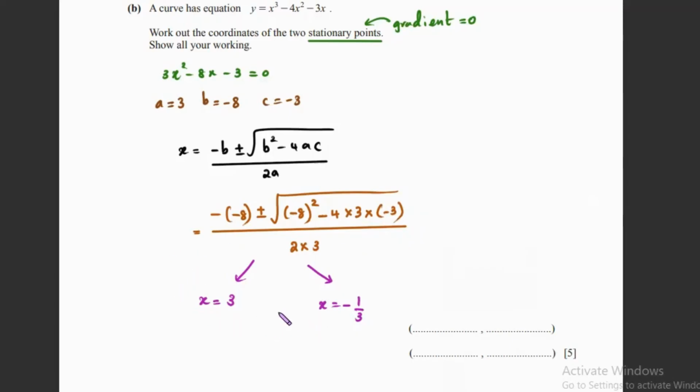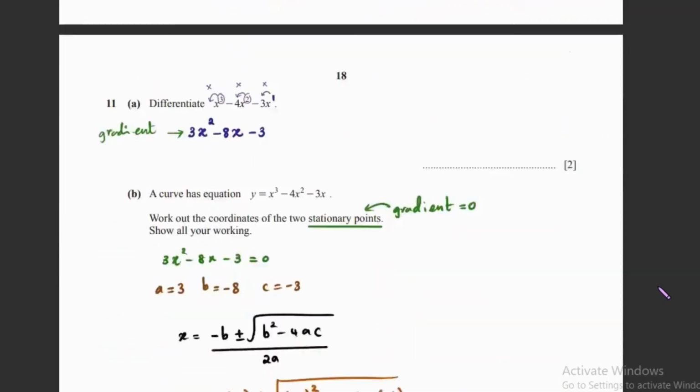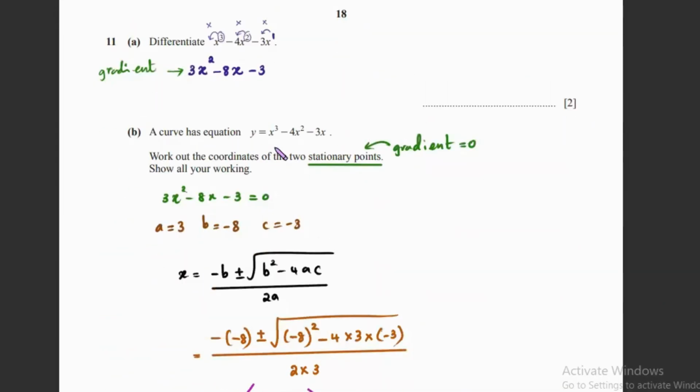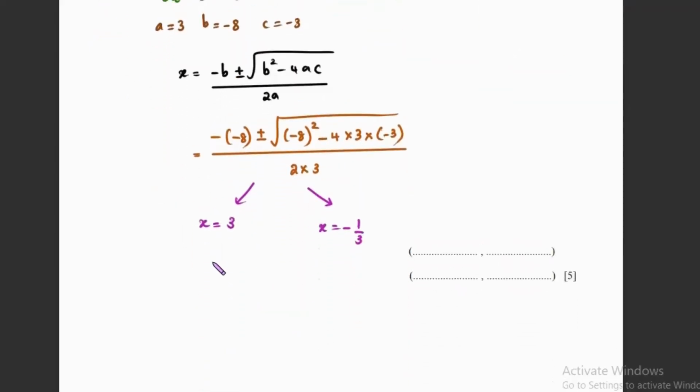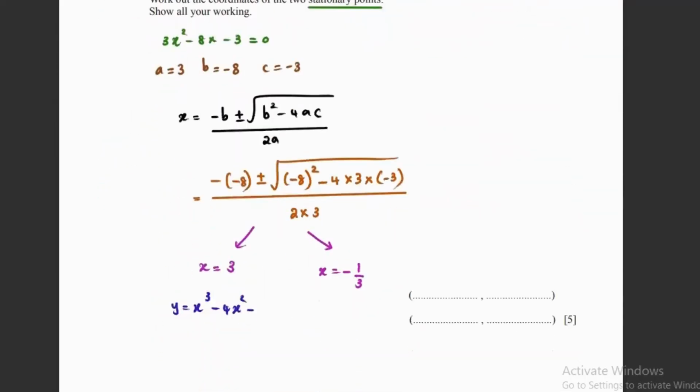Now that we know the values of x, for these 2 values of x, we need to find their respective y coordinate. To find that, we need to substitute into the original equation, the equation of the curve, to find what y is. The equation of the curve is y equals x cubed minus 4x squared minus 3x.